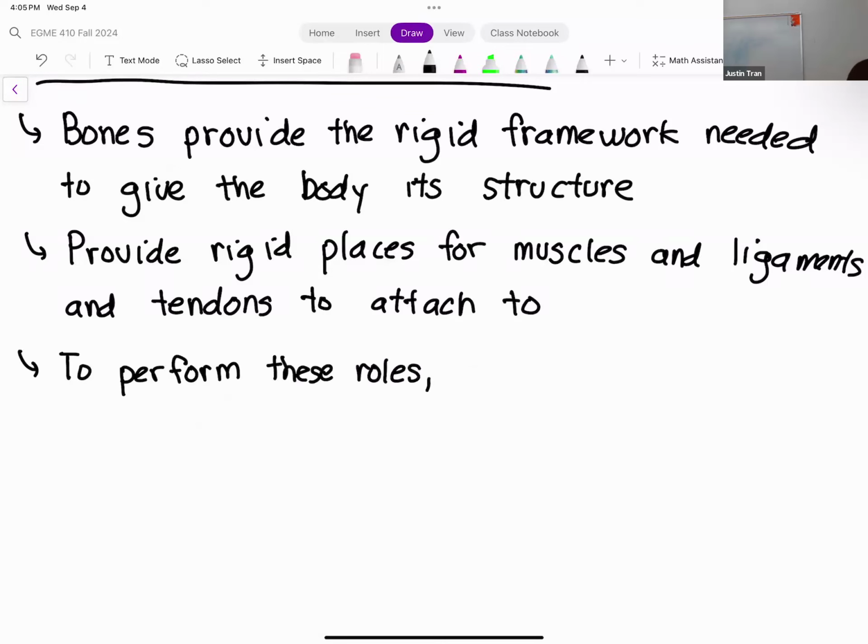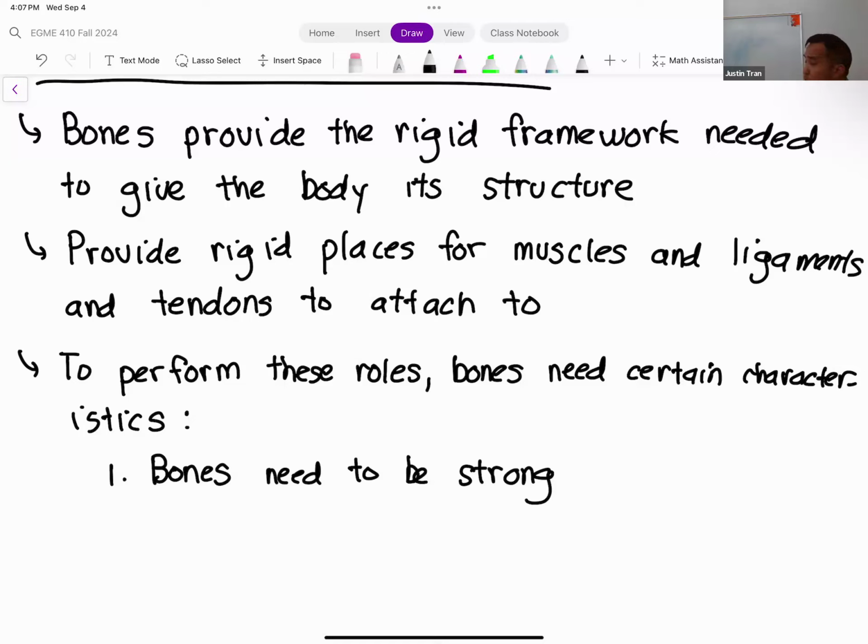One of the responsibilities for your bones in providing your rigid framework is that they also have to provide a lot of load bearing, right? So they have to carry the weight of your body, especially all the bones in your lower body. And so to do that, they need to be strong. And since they're always being pulled in different directions from the muscles, oftentimes in opposite directions, they need strength in order to do that as well. So they need to be strong.